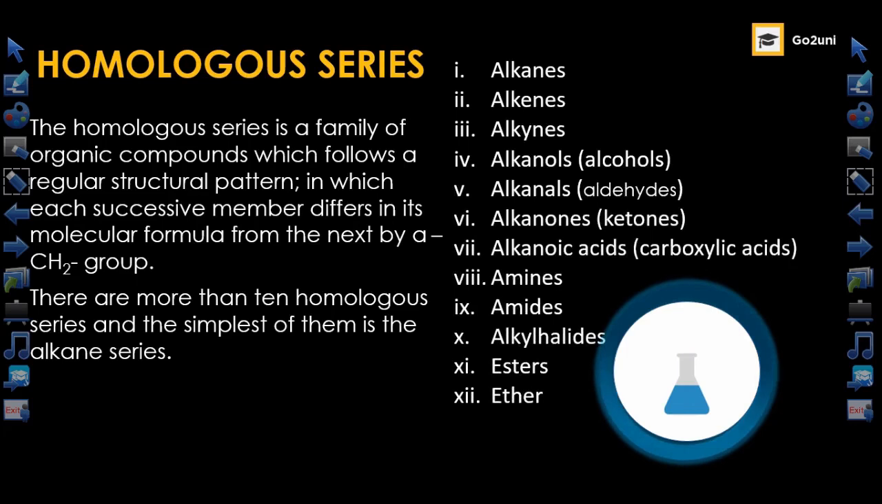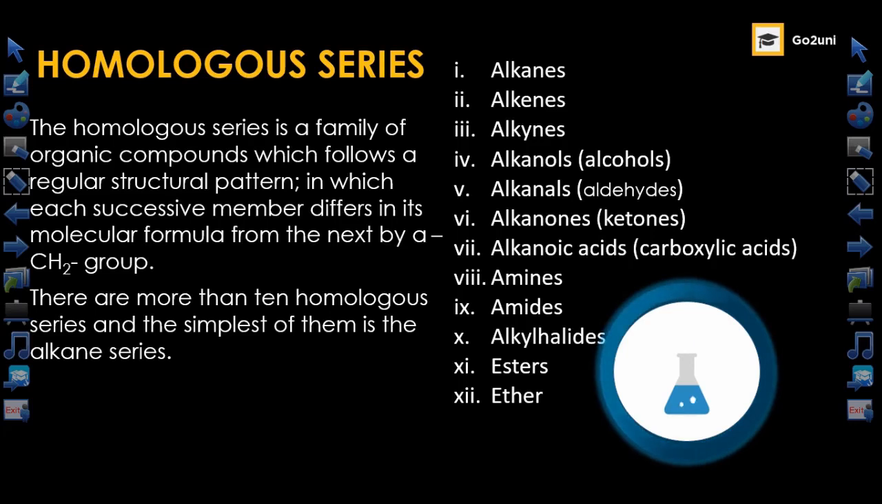Examples of homologous series are alkanes, alkenes, alkynes, alkanols, also called alcohols, alkanals, also called aldehydes, alkanones, also called ketones, alkanoic acids, also called carboxylic acids, amines, amides, alkyl halides, esters, ethers, etc. So these are examples of homologous series.